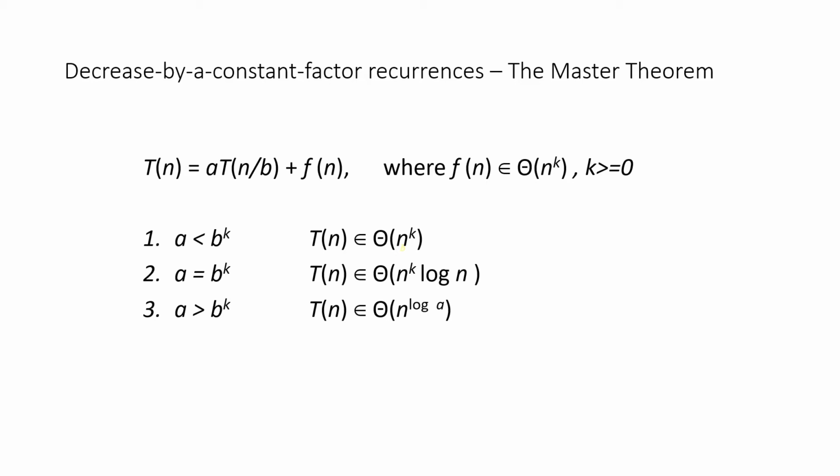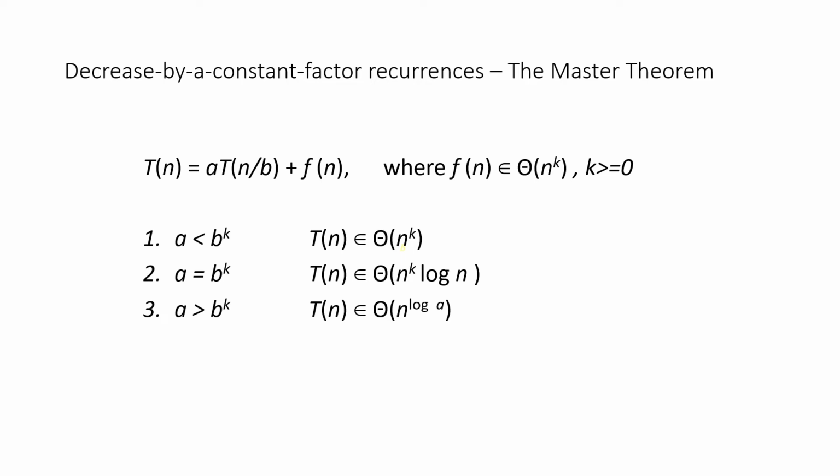Here f of n should be a function of n. So here we have to take the values of a, b and the value of k, which can be obtained from f of n. We are assuming that f of n is always in terms of n power something. That power will be taken as the value of k, and we substitute in the formula.